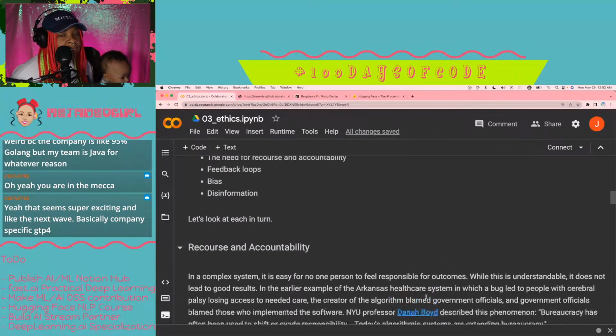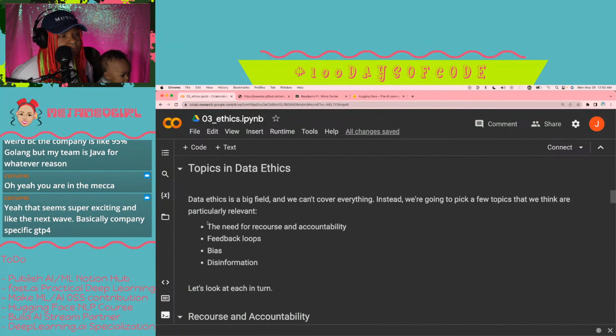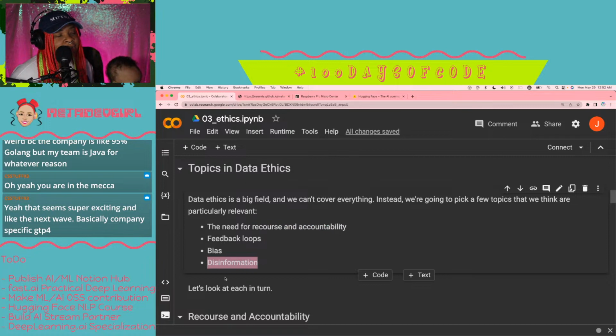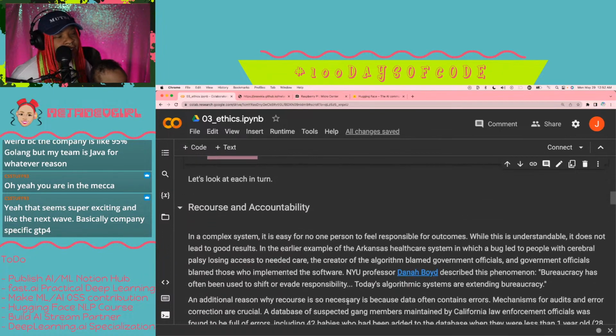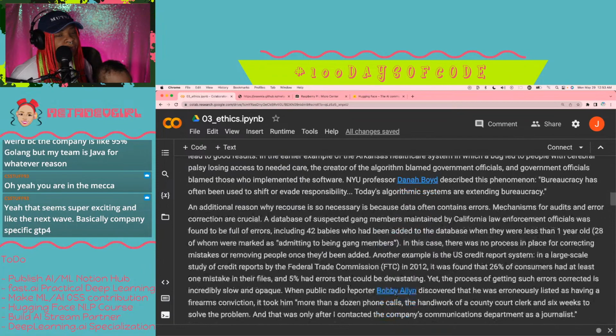All right, so the main topics that we have to cover are recourse, feedback loops, bias, and disinformation, like how LLMs hallucinate. Is that common knowledge though? I'm not sure.